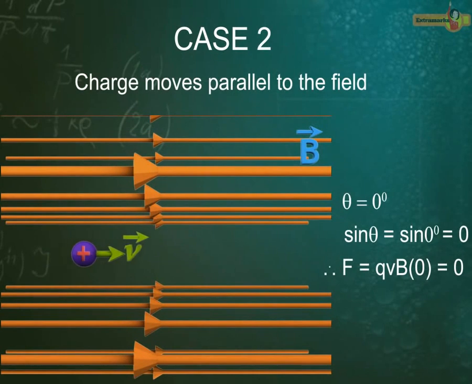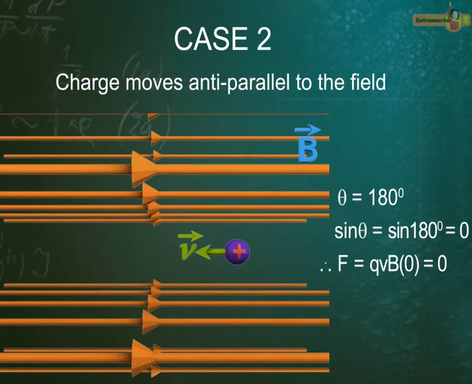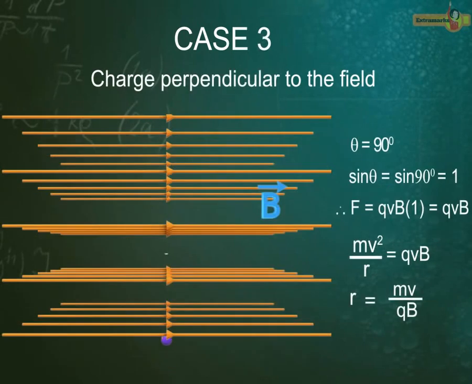Case 2. The positive charge moves parallel or antiparallel to the magnetic field. It continues to move along the same line with the same velocity in the same direction since the force experienced is again zero.